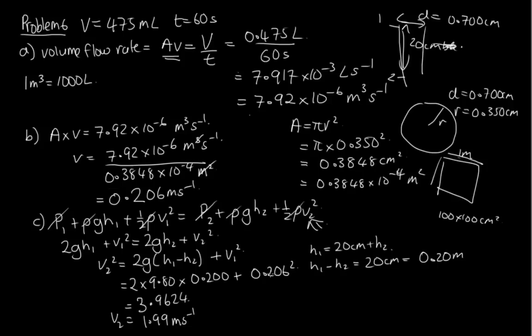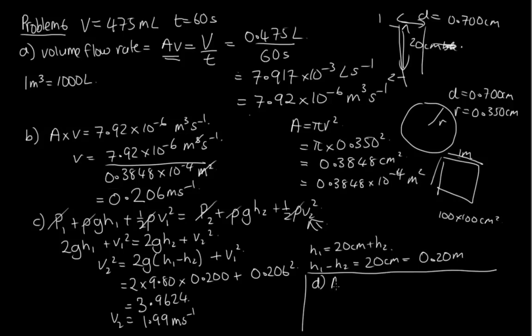Okay, now part D asks us what is the diameter of the stream 20 centimeters below the top. So hopefully we've got enough room here to do it. What we're going to need to do is use that the volume flow rate is constant. So we know the velocity of the stream and we can use that to get its cross-sectional area. So let's start by doing that.